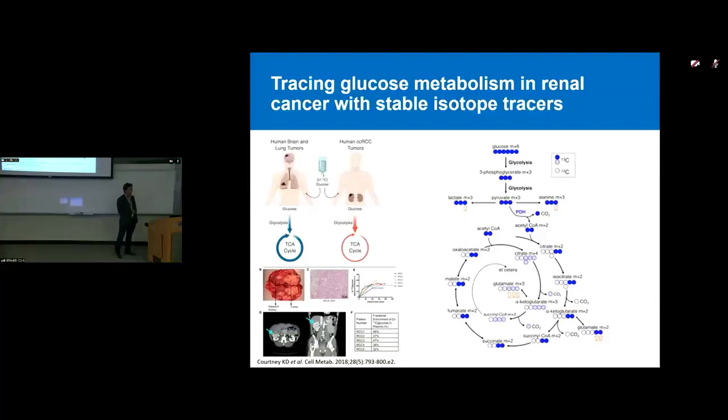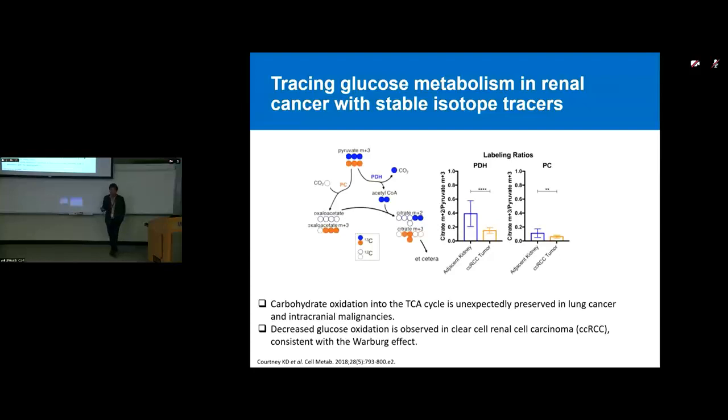So what they found here is carbohydrate oxidation into the TCA cycle via acetyl-CoA is unexpectedly preserved in lung cancer and intracranial malignancies. This is not what we would expect because of the Warburg effect, obviously. But in the clear cell renal cell carcinoma, they found that the glucose oxidation into the TCA cycle is decreased. And again, this is not something unusual, because this follows the Warburg effect exactly.